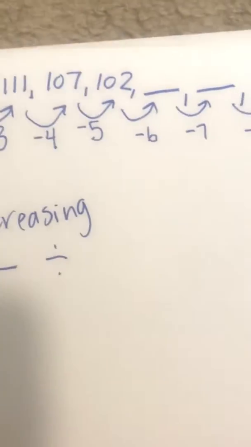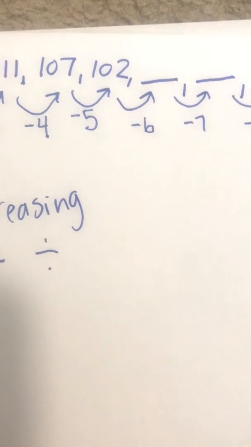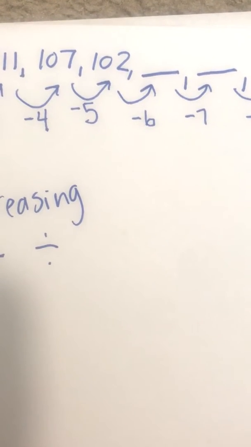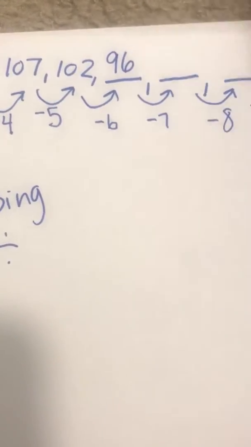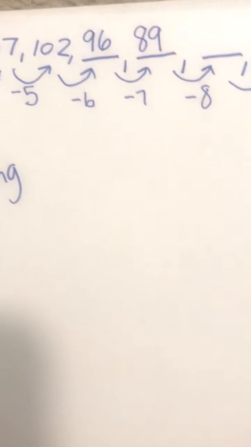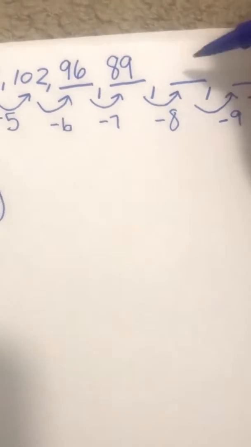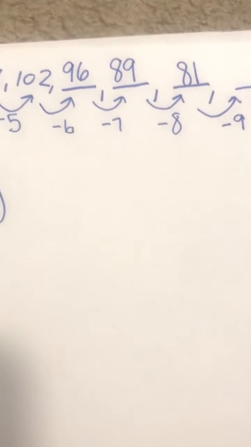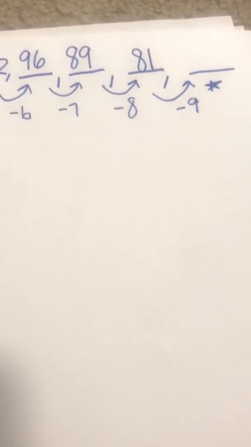So let's just continue that pattern. So 102 take away 6, should be 96. Okay, then 96 take away 7 should be 89. 89 take away 8 is 81. And 81 take away 9.